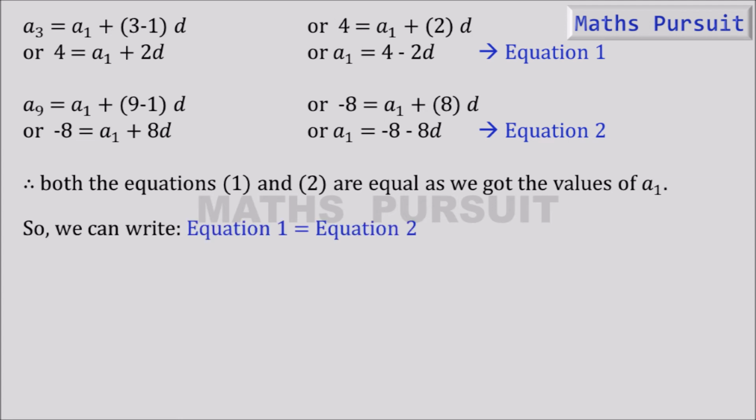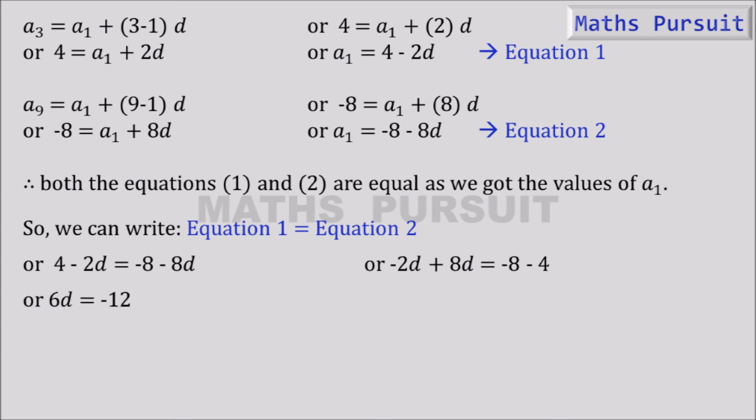So we can write equation 1 is equal to equation 2, or 4 minus 2D is equal to minus 8 minus 8D. Guys, just replacing equation 1 values and equation 2 values, or minus 2D plus 8D is equal to minus 8 minus 4. Just moving the figures, like moving 8D from the right side to the left side, and similarly moving 4 from the left side to the right side. Or 6D is equal to minus 12, or D is equal to minus 12 by 6, or D is equal to minus 2. Therefore, we got the common difference as minus 2.